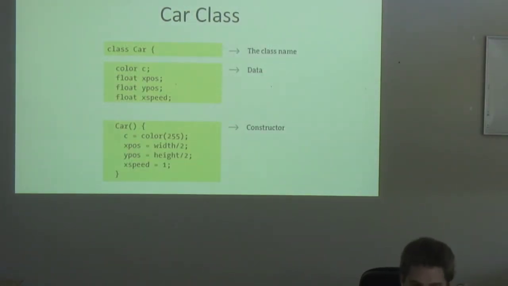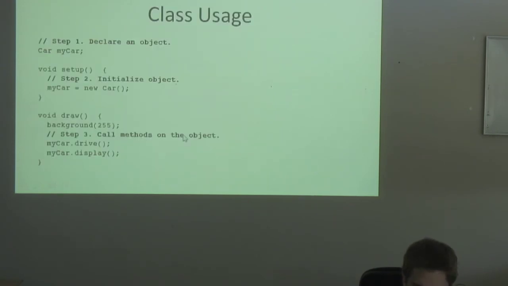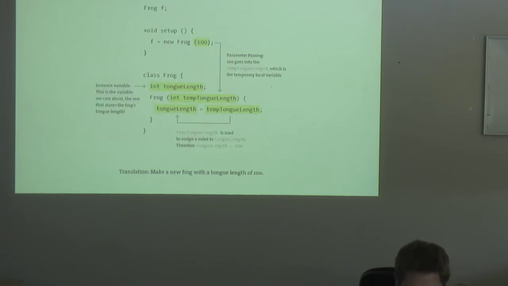So this is just looking at what we just looked at: X position, Y position, X speed, and so on. Draw itself, drive itself. We've just looked at the class usage, so drive and display. I was just making up the code as I went along, so it doesn't exactly match the slides, but you should be able to look at this and understand how everything's happening.